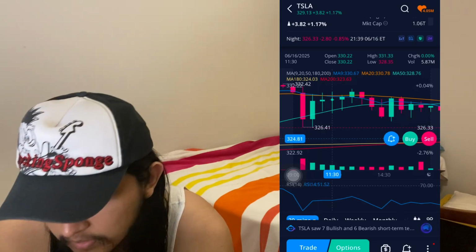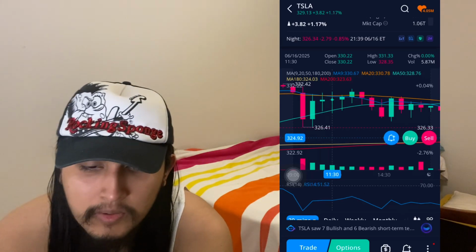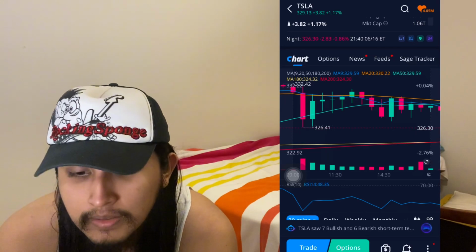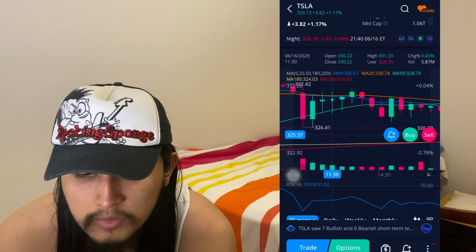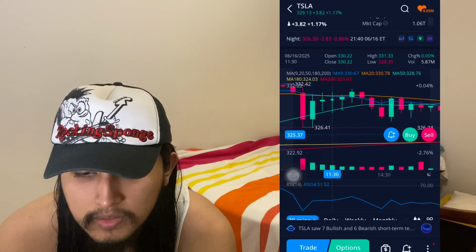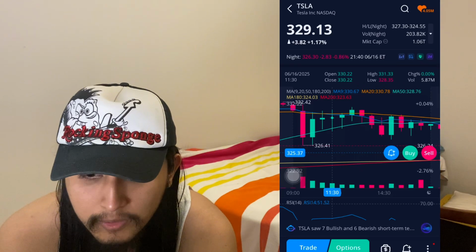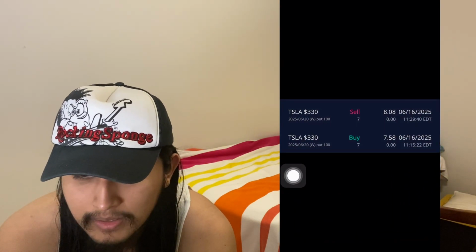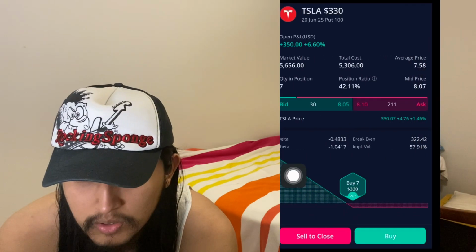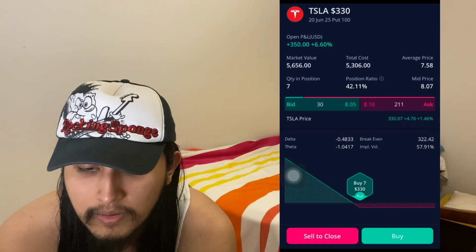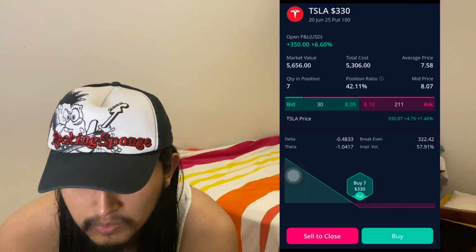Basically, what I did was I played Tesla put options as soon as it approached the 20-day moving average, and waited for a rejection from the 20-day moving average. After that occurred, within that same candle at 11:29, I sold out the position, making a gain of $350 trading Tesla put options. So what was the goal here?